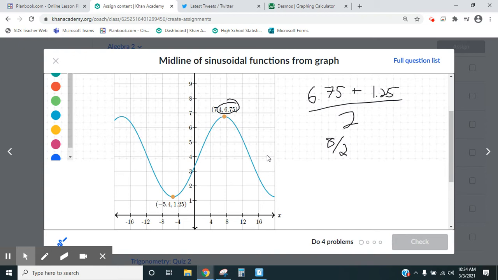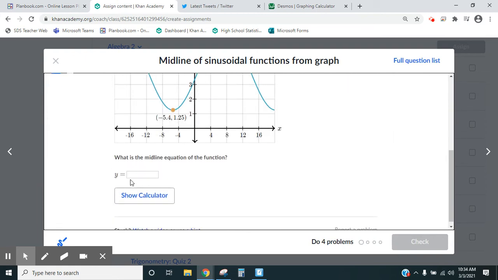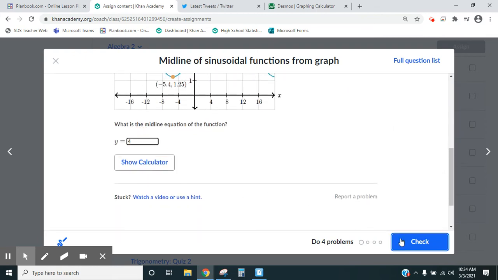Yeah, that's a nice thing too. You can always just look at the graph. If you got 7 as an answer, that ain't right. Right, 7's way up here. Okay, let's do another one.